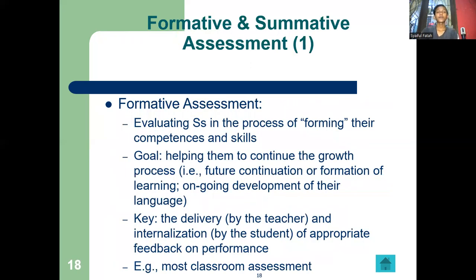Next, formative and summative assessment. First, formative assessment: evaluating students in the process of forming their competence and skills, helping them continue the growth process. It supports the continuing growth and ongoing development of their language, through delivery by the teacher and internalization by the student of appropriate feedback on performance, e.g. most classroom assessment.